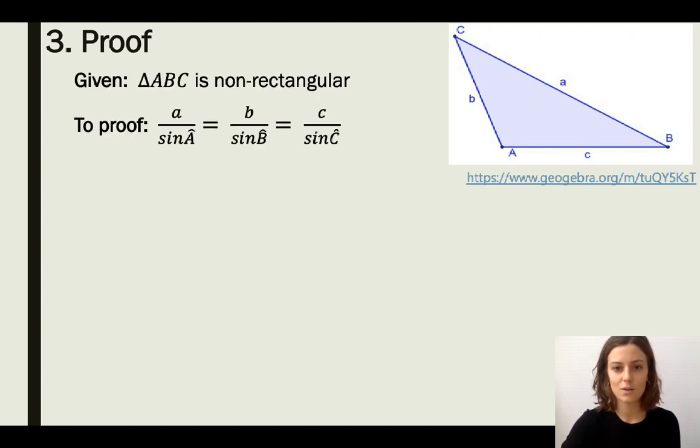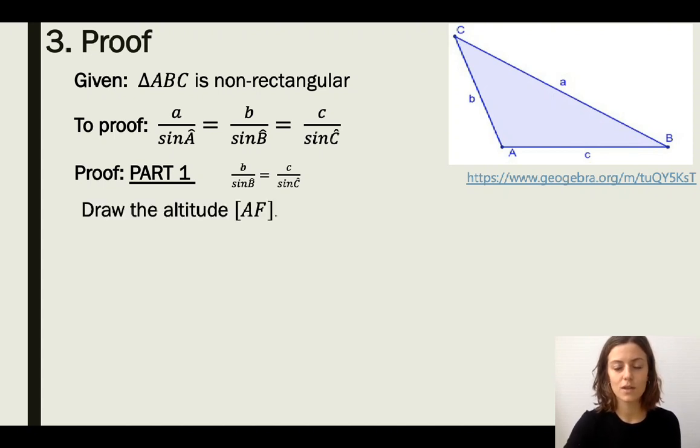Given is a triangle ABC that is non-rectangular. How could we prove the law of sines? We will prove it in two parts. In the first part, we will prove that b over sine of B equals c over sine of C. The question is, how could we do this?